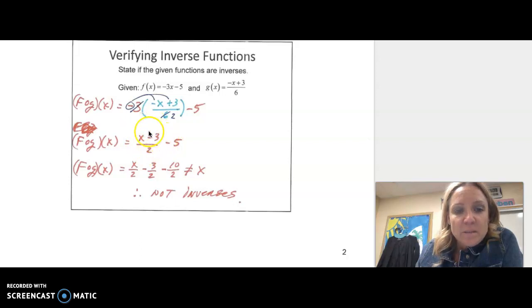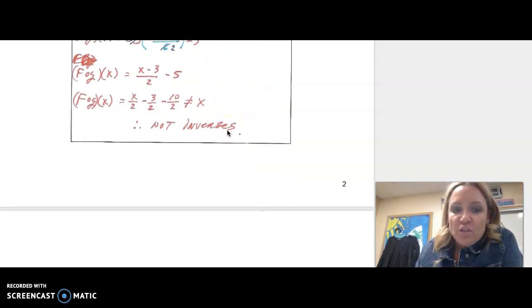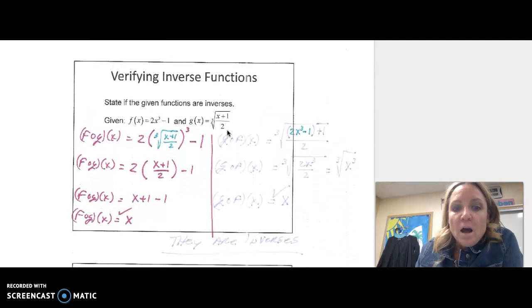Okay, I'm going to separate this to two fractions, x over 2 minus 3 over 2. And then I'm going to write this negative 5 with the same denominator of 2. And 2 goes into 10 5 times. So I just doubled the 5. So now I have a common denominator, and I end up with something like x minus 13, which is not equal to x. So these are not going to be inverses of each other, which was our guess right at the beginning because we don't have the same numbers and opposite operations of each other. Okay? All right, the next slide.